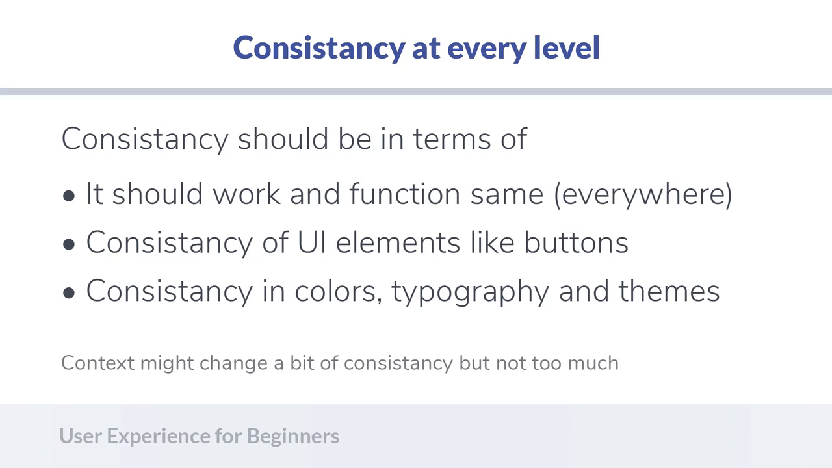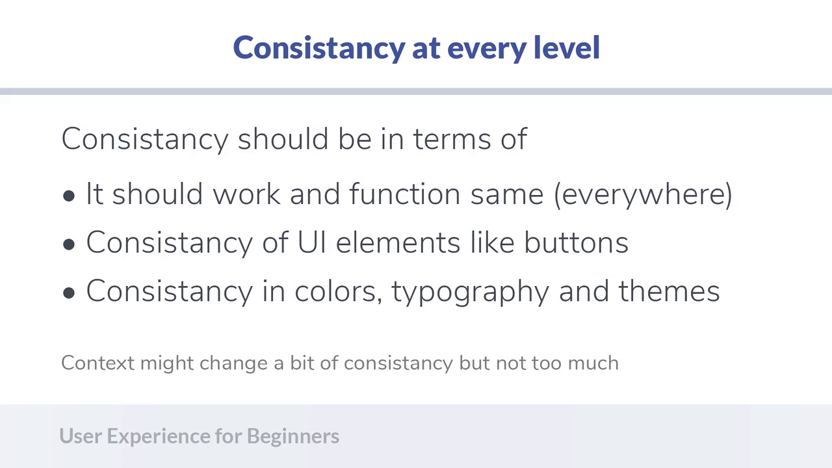Now the second thing in consistency is the consistency of UI elements. UI elements are buttons, drop downs, all these kind of interactive UI elements. The third is the consistency of typography, colors and themes. If your app is using a green theme on one device, it should use the same theme and typography and fonts and colors on another device. So user don't get confused that he has opened up any other app or any other product.